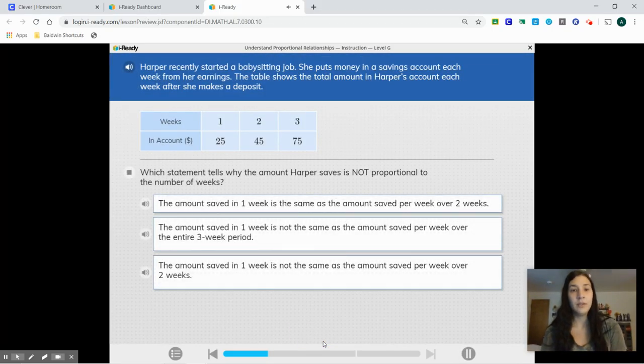Which statement tells why the amount Harper saves is not proportional to the number of weeks? Okay, so we know that the amount saved in 1 week is not the same amount that is saved per week over 2 weeks. So it's going to be that choice.